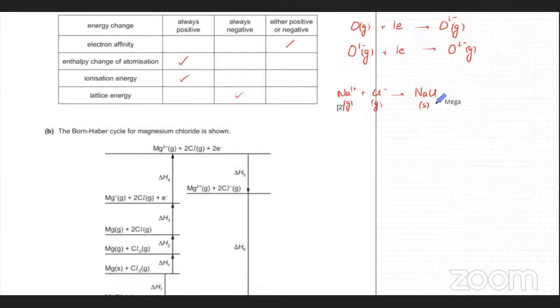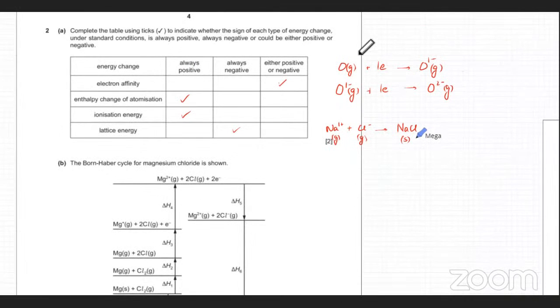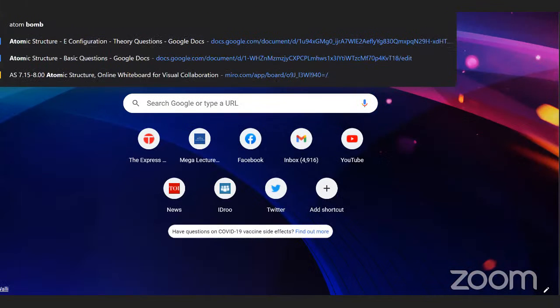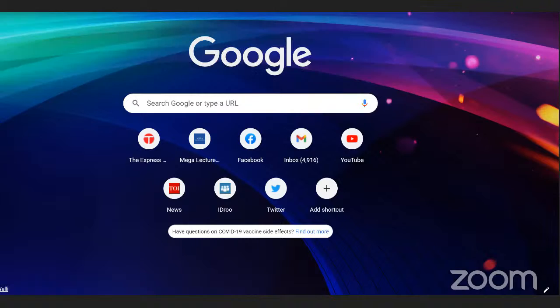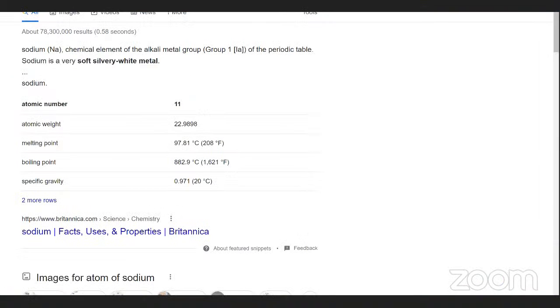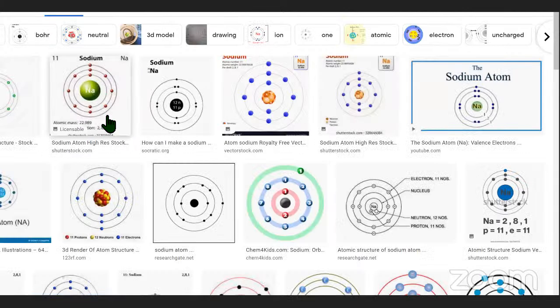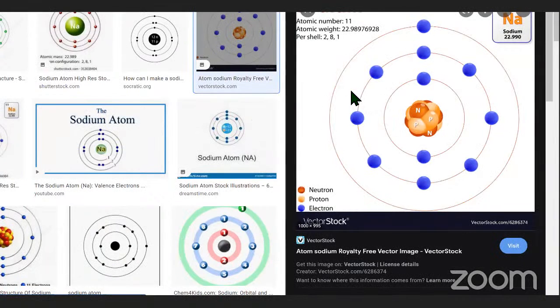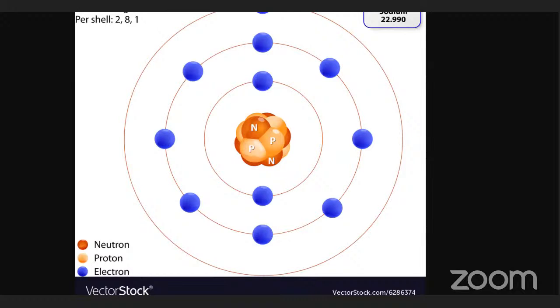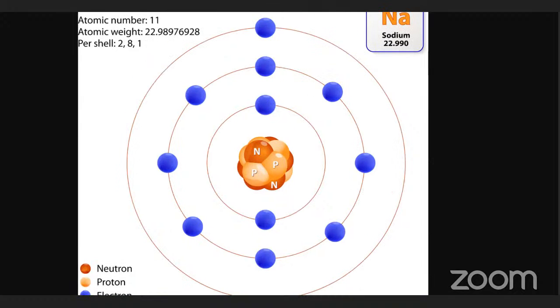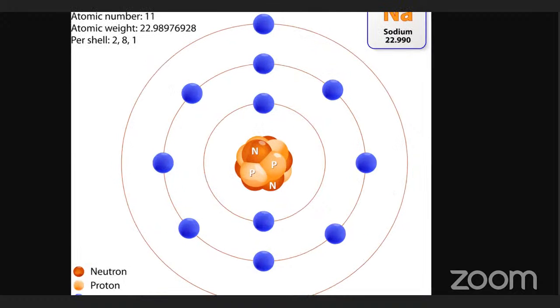Other ionization energy is, what is ionization energy? It's you trying to remove electrons, right? For example, here's an atom of sodium. Okay, let me just come up with some images. So let's say this is an atom of sodium, the one that's over here. So ionization energy is you trying to remove an electron.